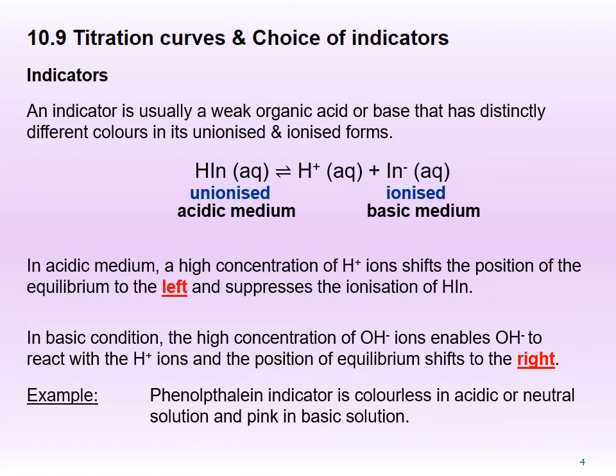According to Le Chatelier's principle, when acid is added to an aqueous solution of the indicator at equilibrium, the system feels disturbed by the high concentration of H plus ions. To counteract the increase in H plus concentration, the system tries to decrease it by shifting the equilibrium position to the left, thus favoring the formation of the unionized indicator HIN. So in acidic medium, the ionization of HIN is suppressed.